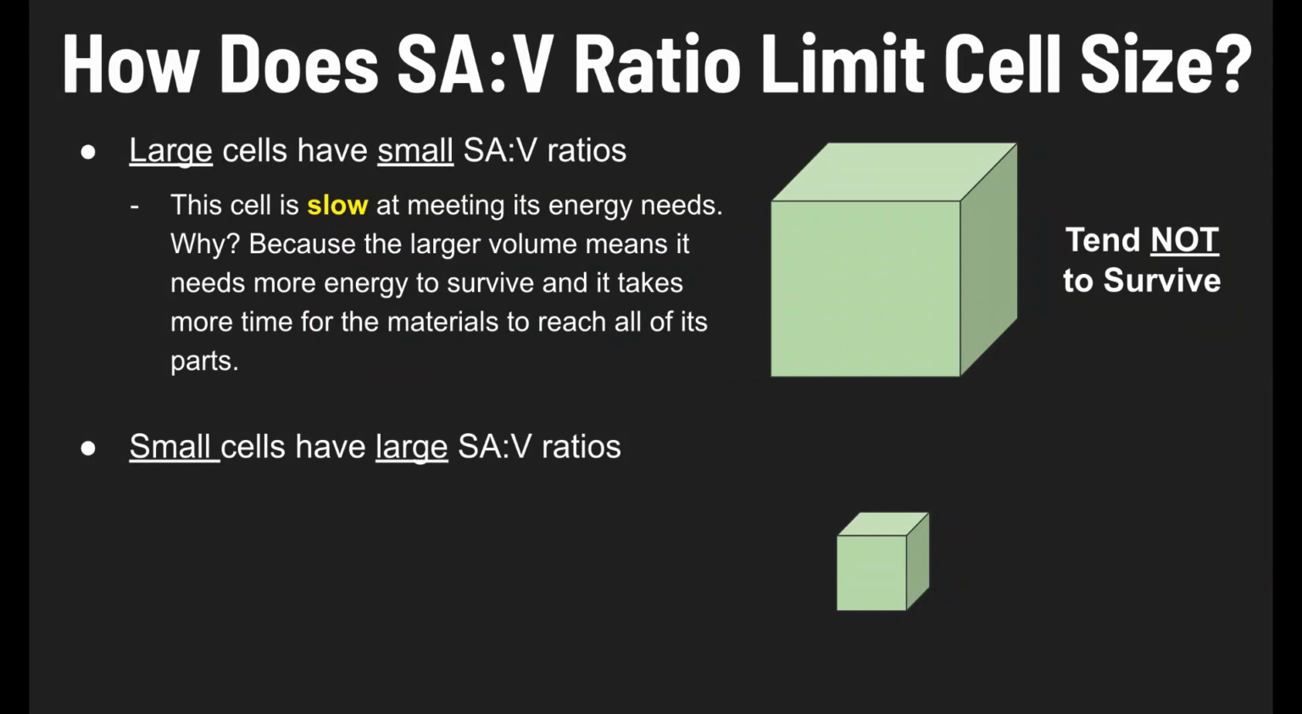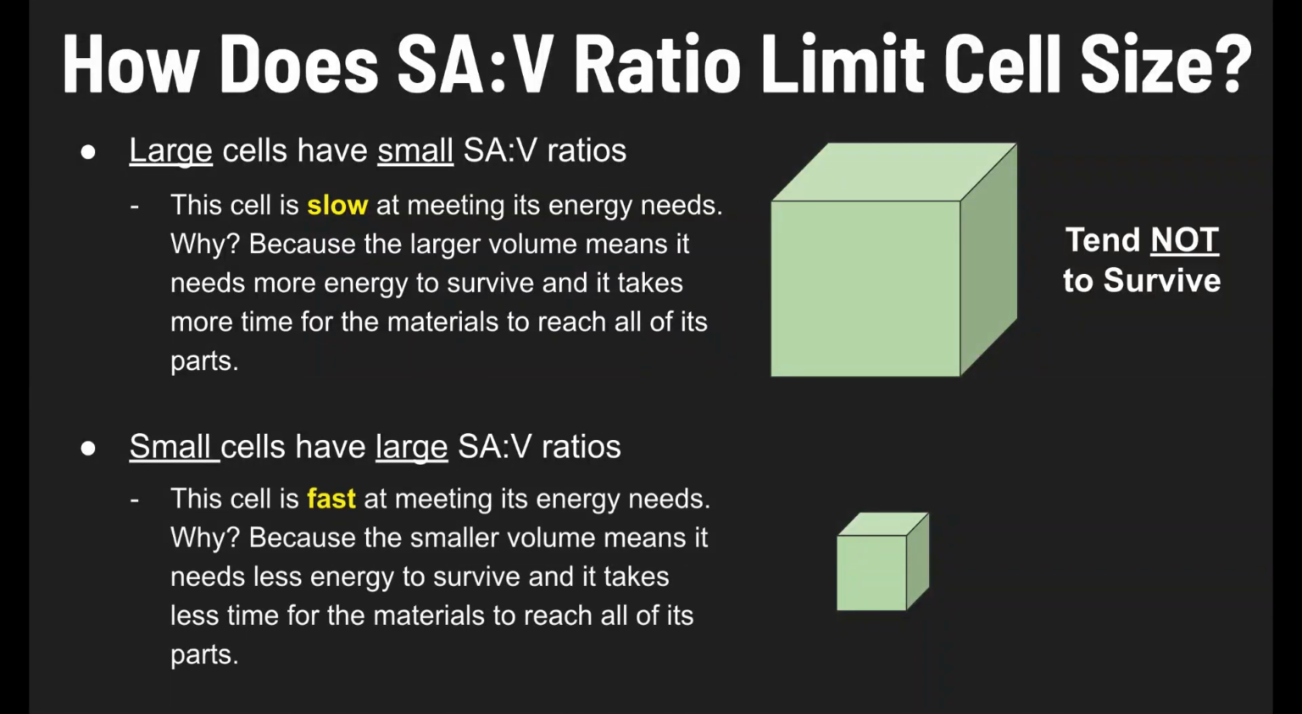But what about small cells? Well, small cells have large surface area to volume ratios. And what exactly does that mean? That cell is going to be fast at meeting its energy needs. Now, why is that? Well, the smaller volume means it needs less energy to survive, and it's going to take less time for the materials it needs to reach all the parts within it. So if the cell is able to meet its energy needs very quickly, then that cell tends to survive.